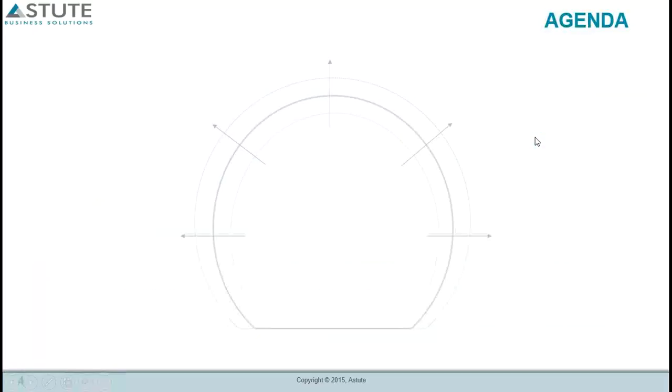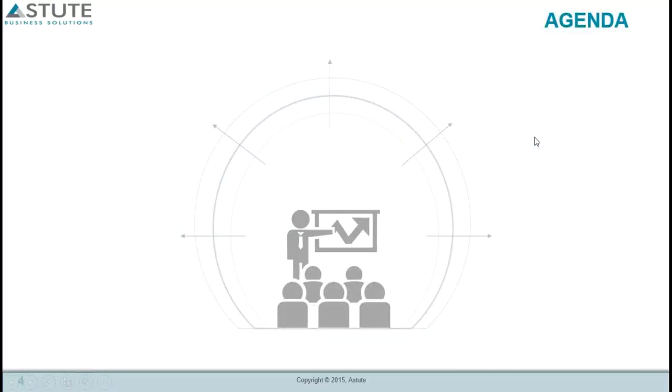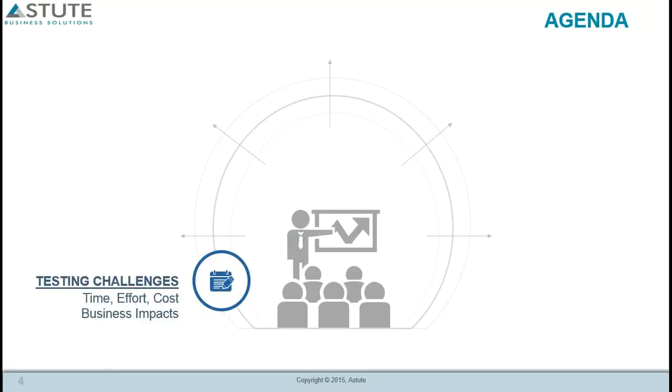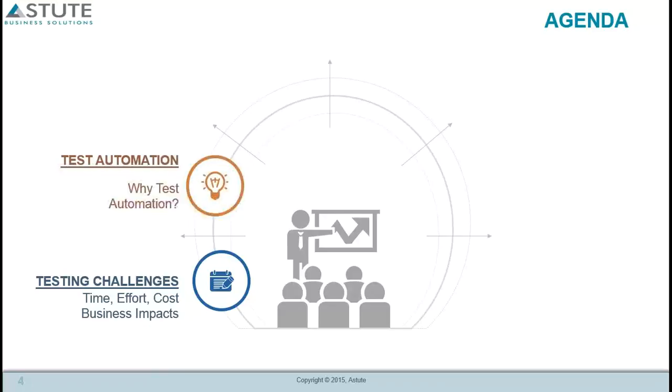So the agenda for today's meeting is this. We're going to talk about testing challenges, because I think the crux of any test automation solution has to depend on solving a problem. You cannot do automation because it's cool or because you just have the money to spend. It has to be based on a real business problem that you're trying to solve. So we want to talk about challenges and then how test automation can help you overcome those challenges and be better at using PeopleSoft, maintaining PeopleSoft.